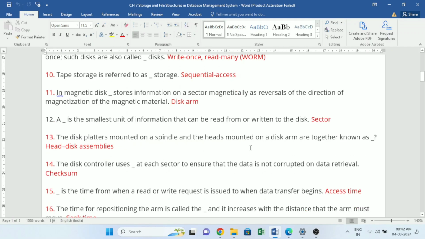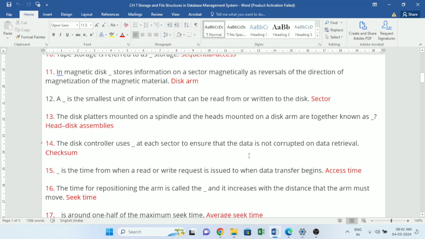10. Tape storage is referred to as underscore storage. Sequential access. 11. In magnetic disk, underscore stores information on a sector magnetically as reversals of the direction of magnetization of the magnetic material. Disk arm. 12. A underscore is the smallest unit of information that can be read from or written to the disk.